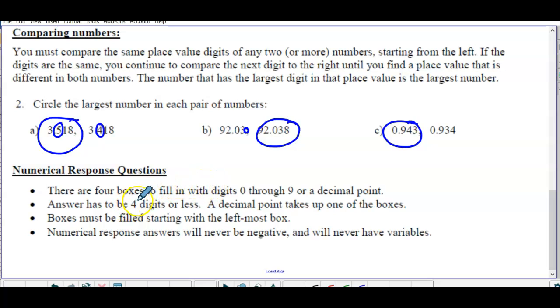So the answer has to be 4 digits or less. A decimal point takes up one of the boxes if there is one. If it's a 1-digit answer, you don't fill in the empty boxes. And you always start with the leftmost box. So if there's 4 boxes and the answer is 2, it goes in the first box. Numeric response answers will never be negative and will never have variables. So that's a good way to know if you get a negative answer in a numeric response, you know to go and check your work because something went wrong.